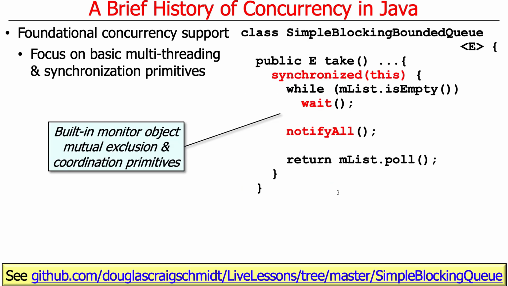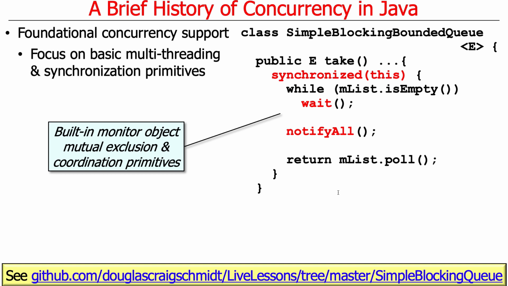There was also built-in monitor object support with the original version of Java, which supported mutual exclusion and coordination, which are key synchronization mechanisms. As a very simple example, here's the simple blocking bounded queue class. It has a take method. As you can see, this take method, which is intended to pull something off the queue, will synchronize the object, meaning only one thread at a time can be in this critical section, everything between the open curly brace and the closed curly brace here.